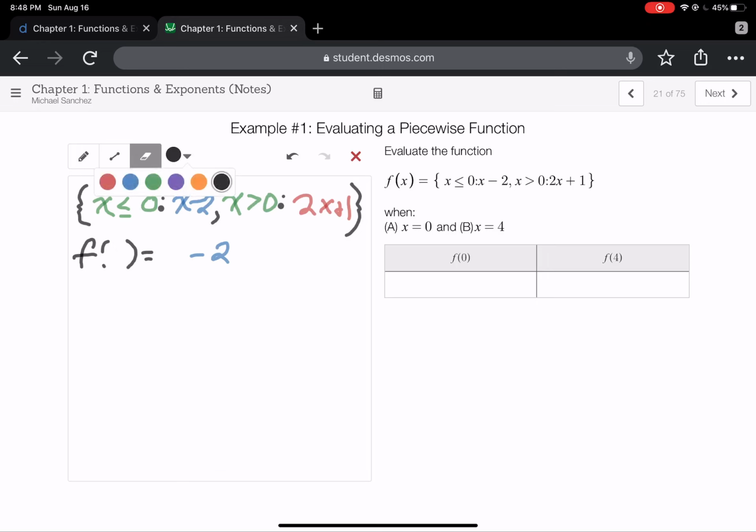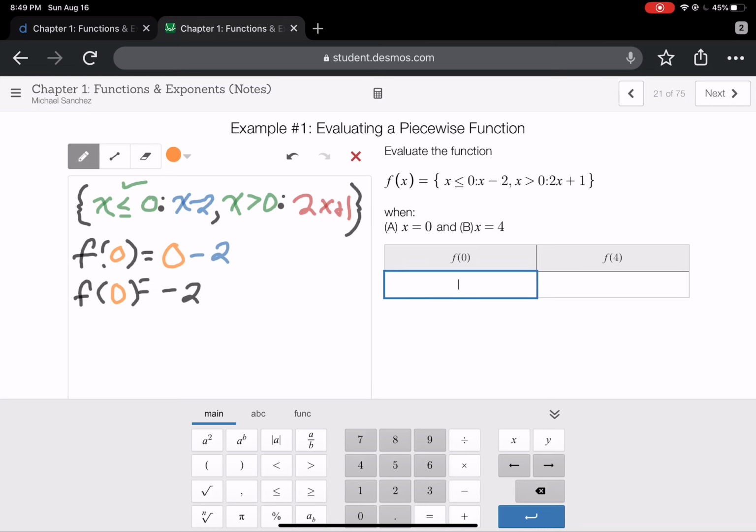Let's change everything there. Let's put this as orange. Okay, so we're going to substitute our x for x minus 2. And then all we have to do is subtract here. So we're going to get... is equal to negative 2. So our value of our function at 0 is negative 2.